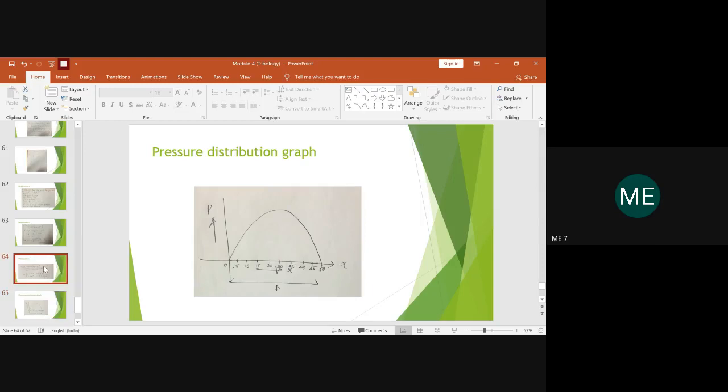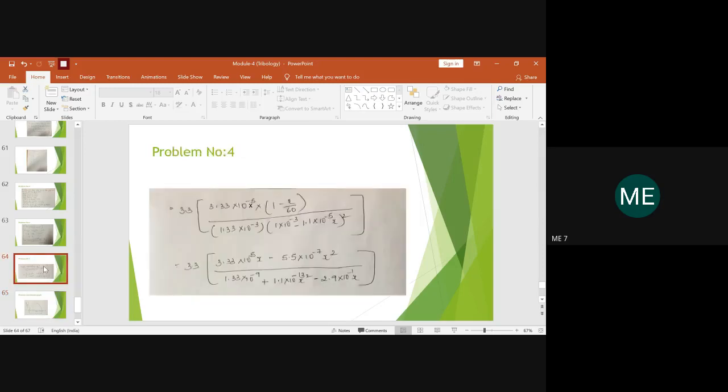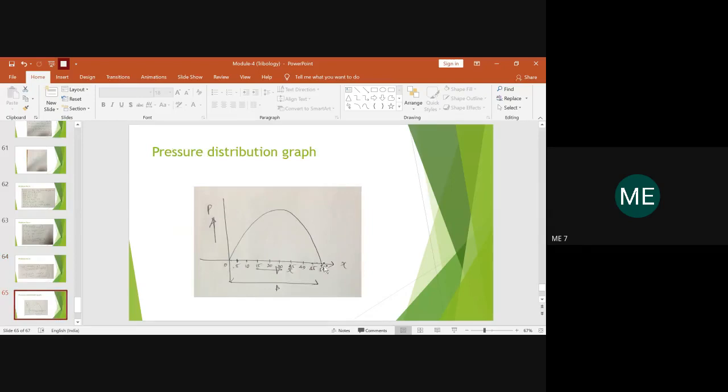So you can try this later: put different values of x, calculate the values of p, draw the graph and show. So this is the pressure distribution graph. If they ask you, you have to plot in this way. We have done this type of numerical even in the previous module, right?